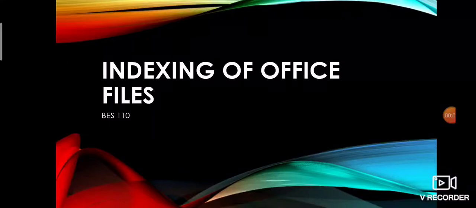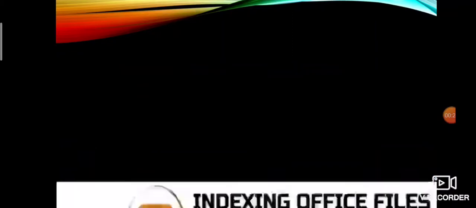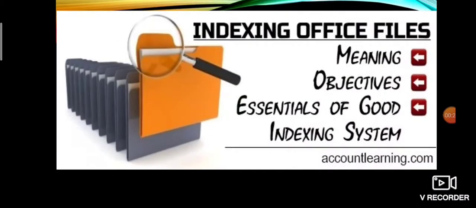Good day, everyone. Our topic for this day is about indexing of office files. This is one of the most important things when we talk about an office, because we need to index everything, the documents and every procedure that we have in an office. We'll be talking about the meaning, objectives, and essentials of a good indexing system.